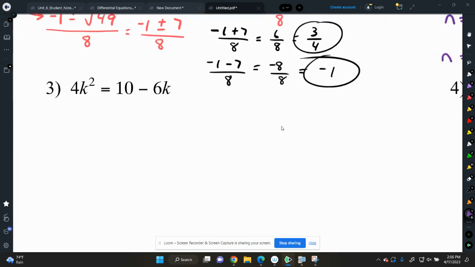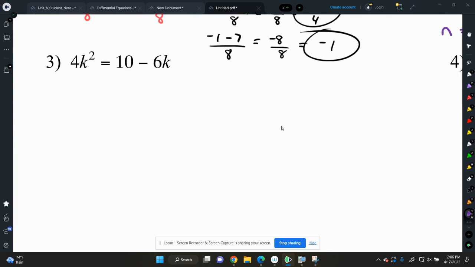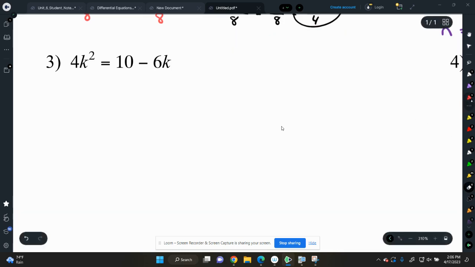Okay, let's look at number 3. Mary, how would I start number 3? Okay, we got to put it in the right form. So what would my first step be to do that? Move everything to the left? Okay. Asen, how would I do that? Minus on each side, so minus 10 on each side. Okay, let's subtract 10 from each side. Good. So we have 4k squared minus 10 equals negative 6k.